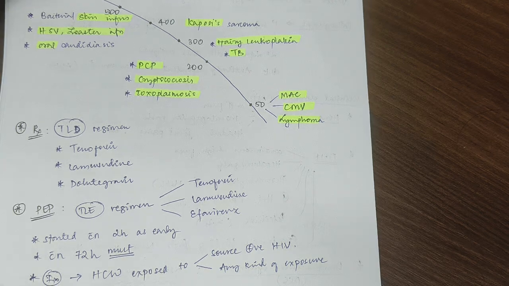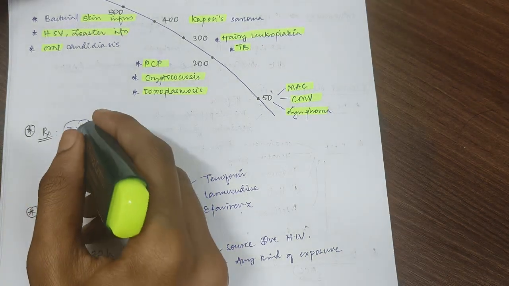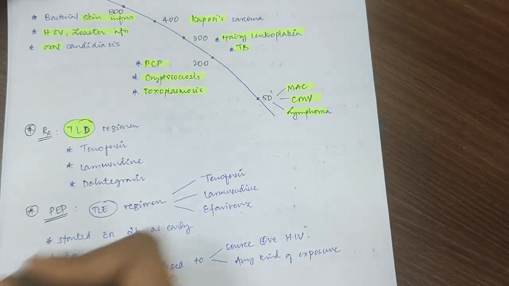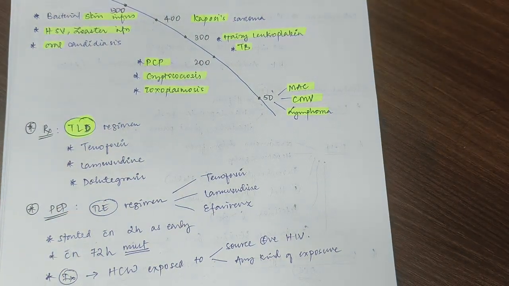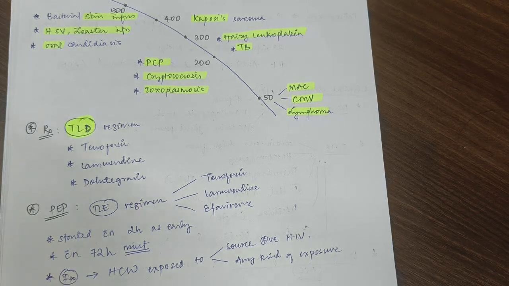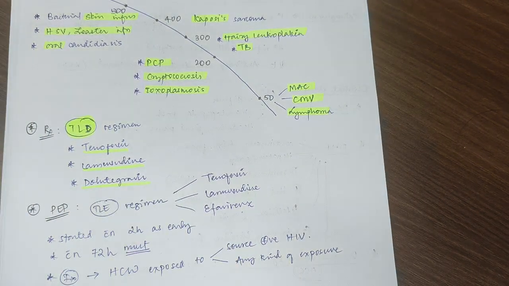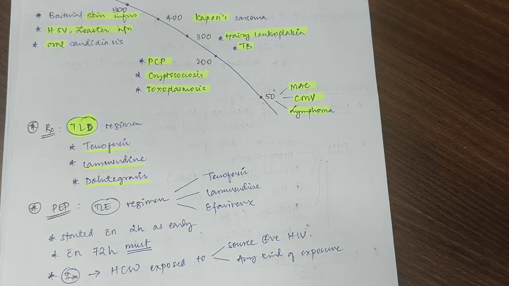Coming to the treatment, that is antiretroviral, you're going to see the TLD regimen. Recently it was given in your Pharmac paper, right? So in the antivirals you're going to write the TLD regimen: tenofovir, lamivudine and dolutegravir, right? Dolutegravir.